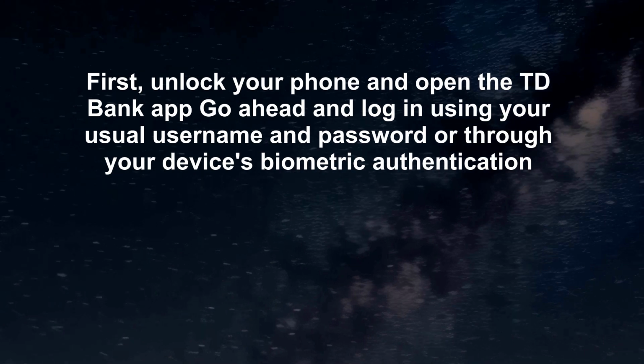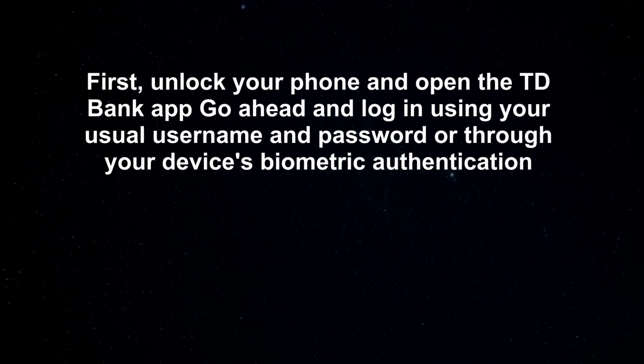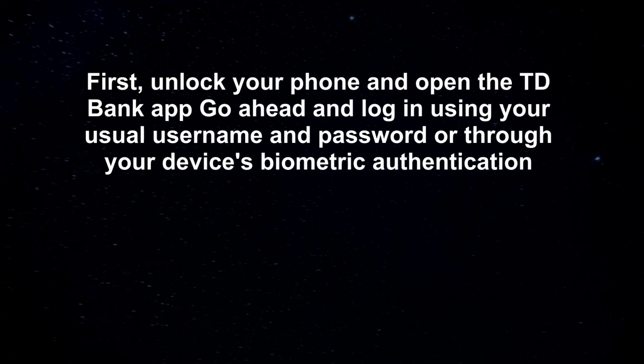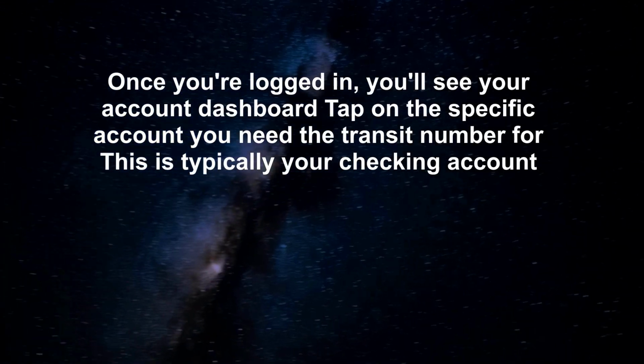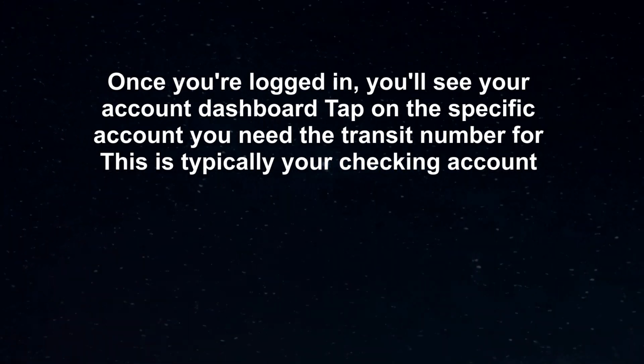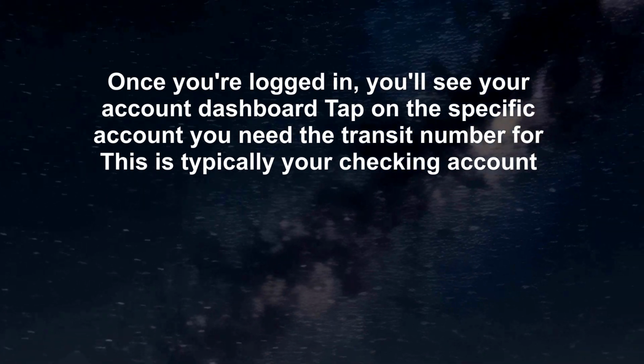First, unlock your phone and open the TD Bank app. Go ahead and log in using your usual username and password or through your device's biometric authentication. Once you're logged in, you'll see your account dashboard tab. Tap on the specific account you need the transit number for. This is typically your checking account.